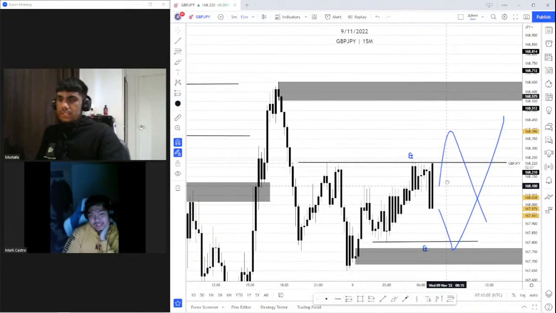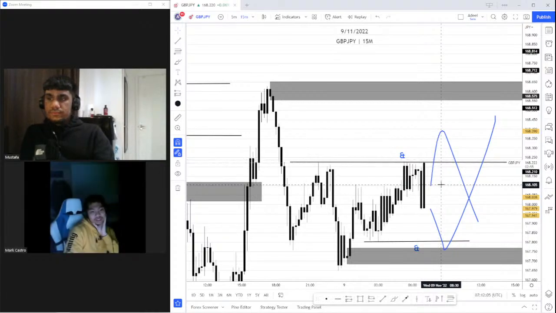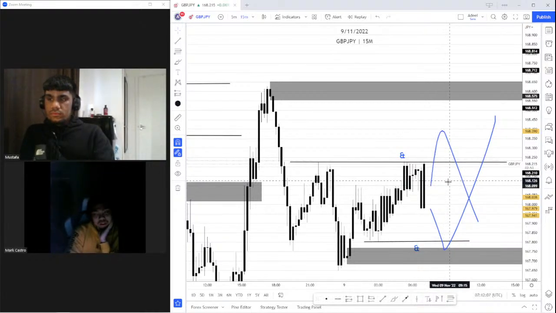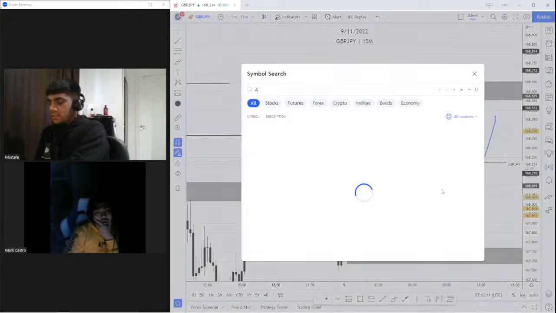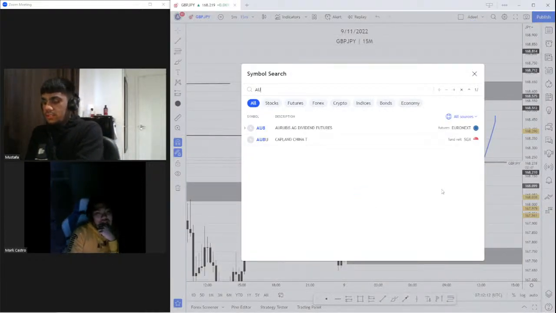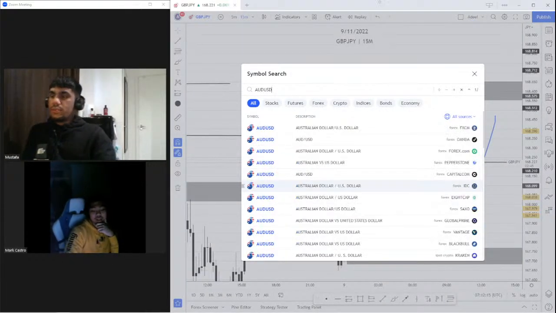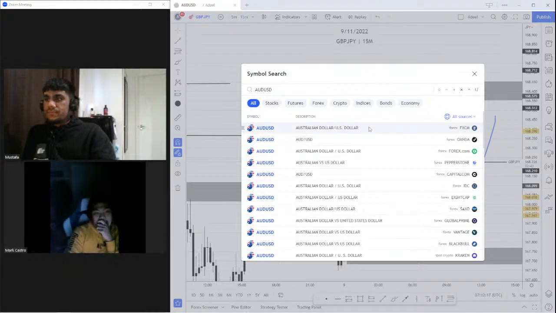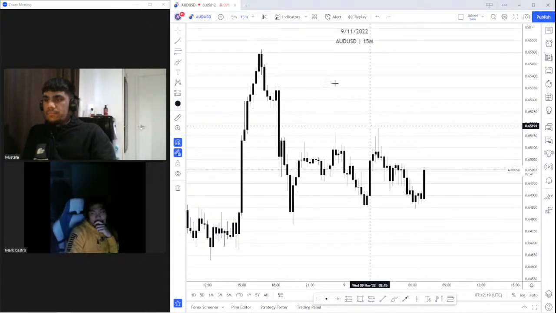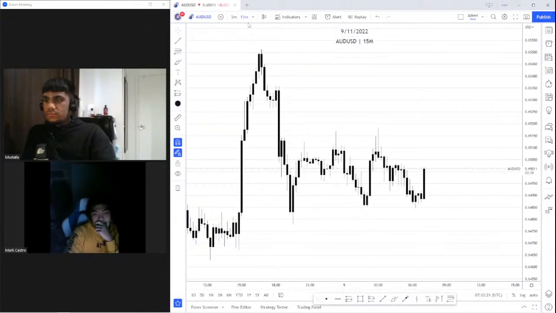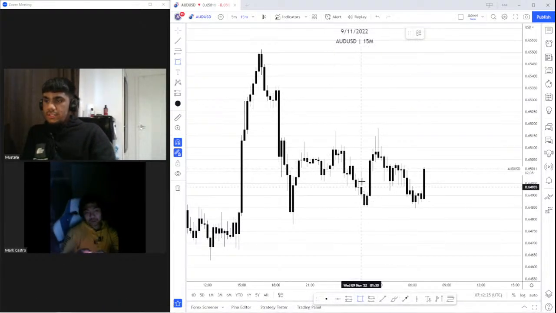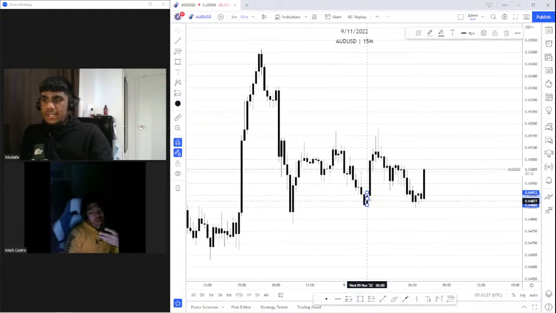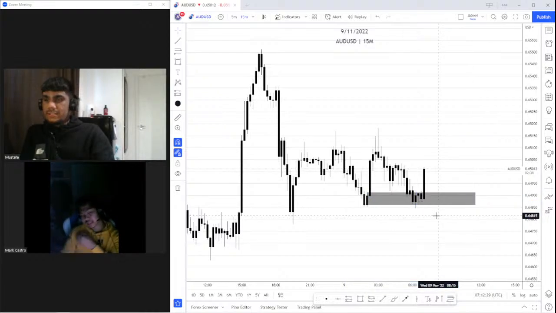Scalping AUD USD at the moment. Actually, someone in our group is currently trading AUD USD as well. Let's see what he's talking about. Who was it? I think it was OP, not too sure. He did mention something about AUD USD recently. He's looking at buys at the moment.